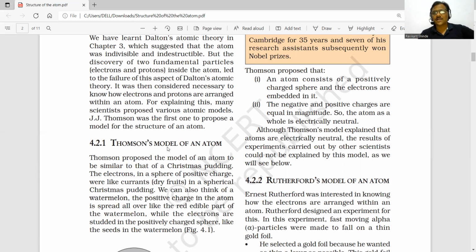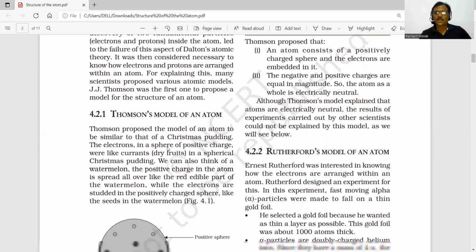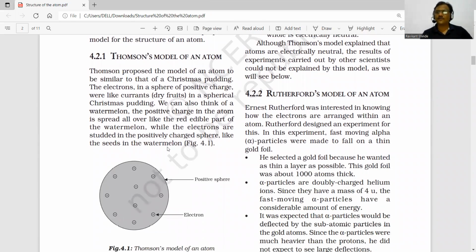The negative and the positive charge give a total magnitude of zero, that means a neutral charge. But still they have electrons. Negative and positive charge are equal in magnitude. That's why they are neutral. The atom as a whole is neutral. Then the Rutherford model of the atom.